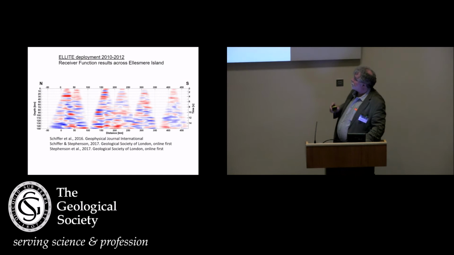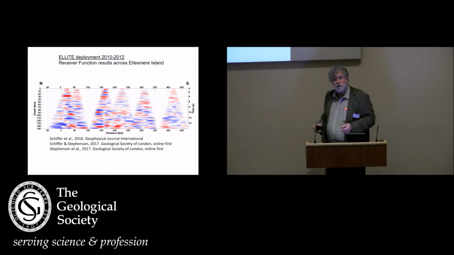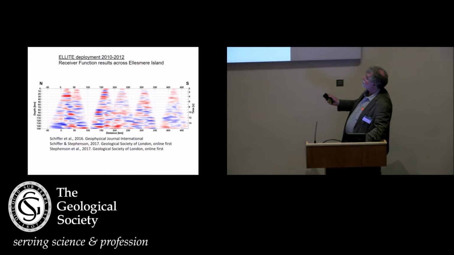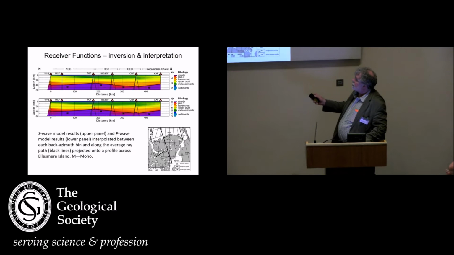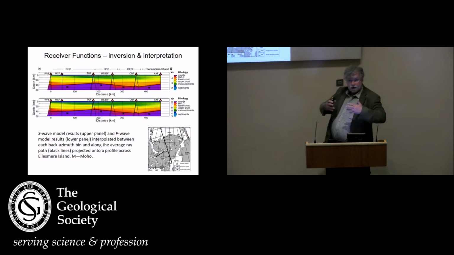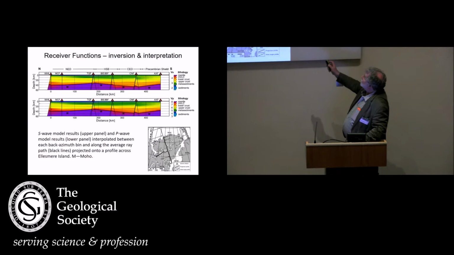Christian Schiffer, PhD student, now a postdoc at Durham University, did the receiver function calculations, and here they are. I'm not going to say anything more about that in detail, but these were then inverted to produce a velocity structure for the crust and upper mantle. That's what you see here. There are some back azimuths, so there's a little bit of lateral information. The colors are extrapolated, and then there is a geological interpretation of those colors.